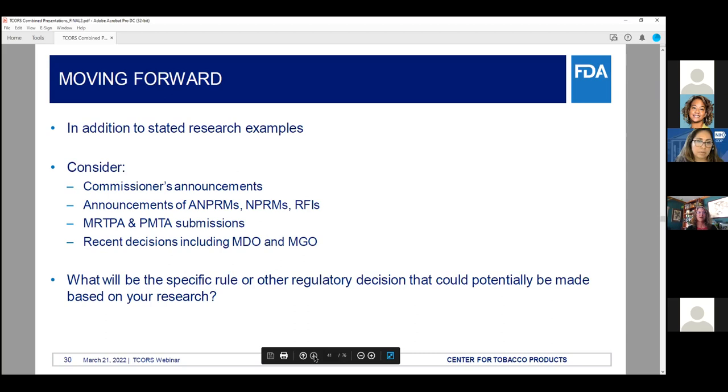And finally, I would invite you that as you're developing to think about how you, if you worked here at FDA, would use the information that you're generating. What specific rule or other regulatory decision are you hoping that the research that you're developing and generating might be, and how might it be used here at the Center for Tobacco Products?